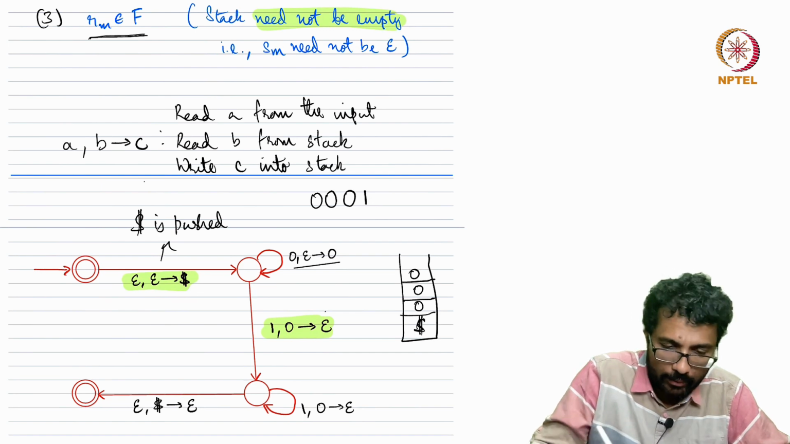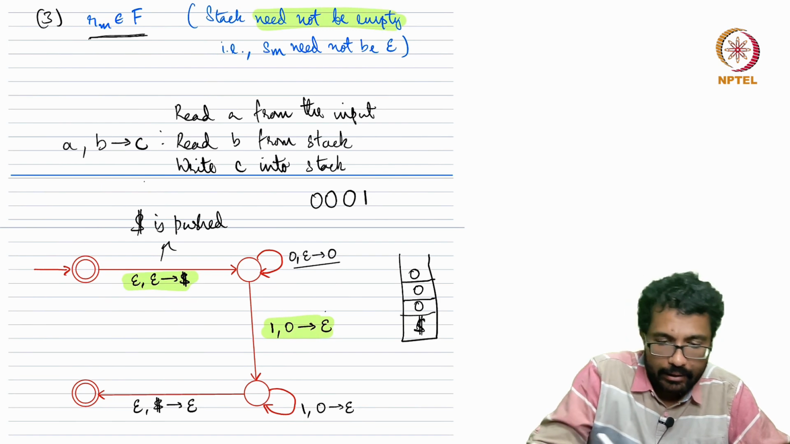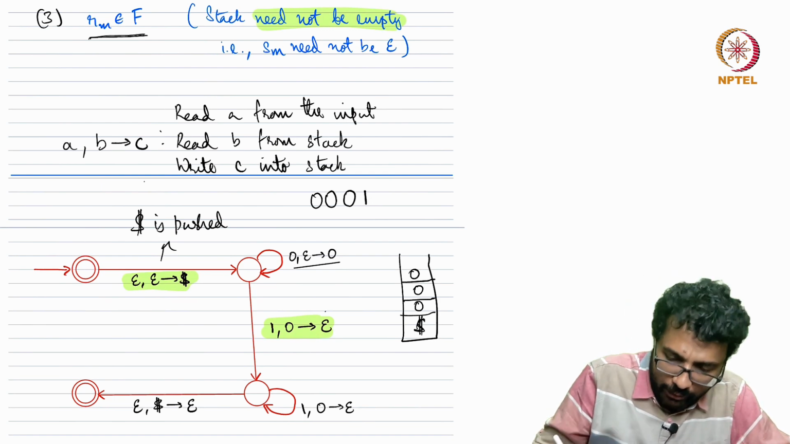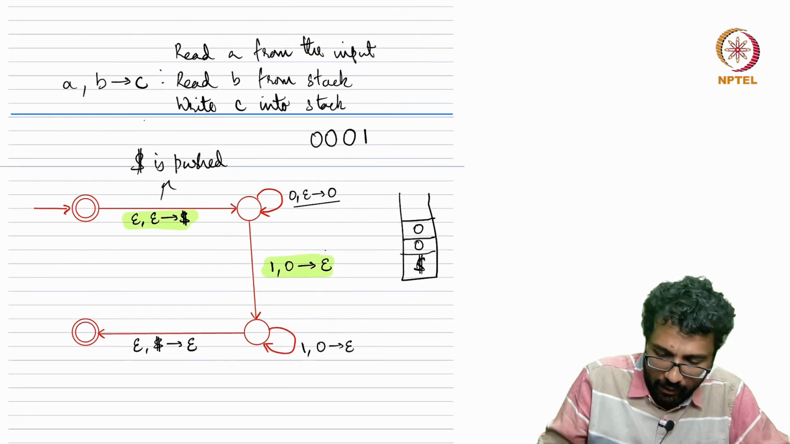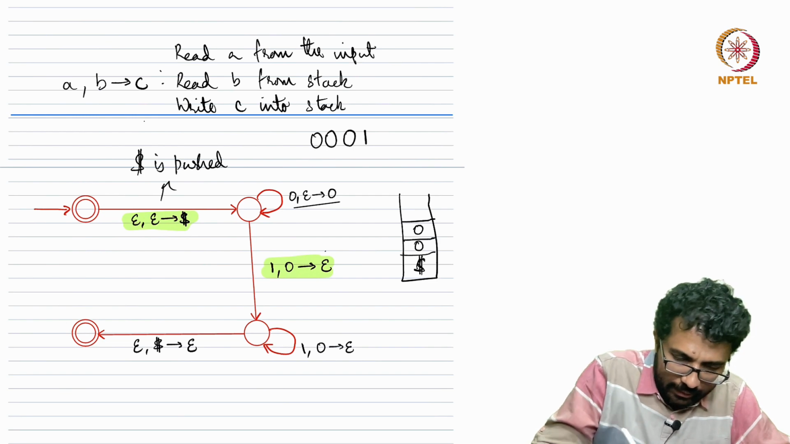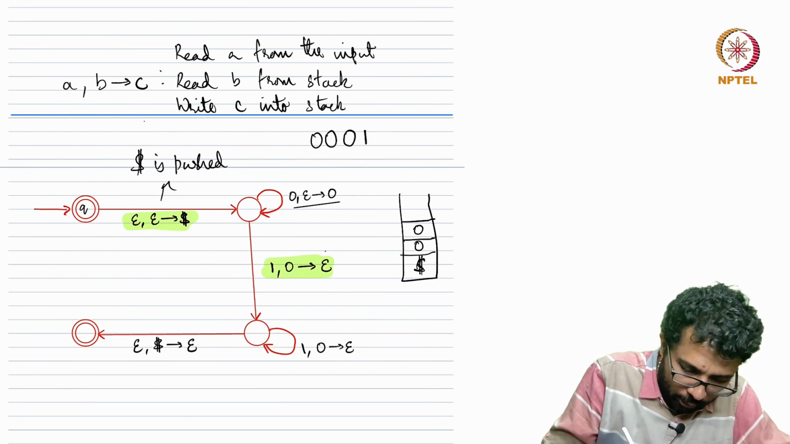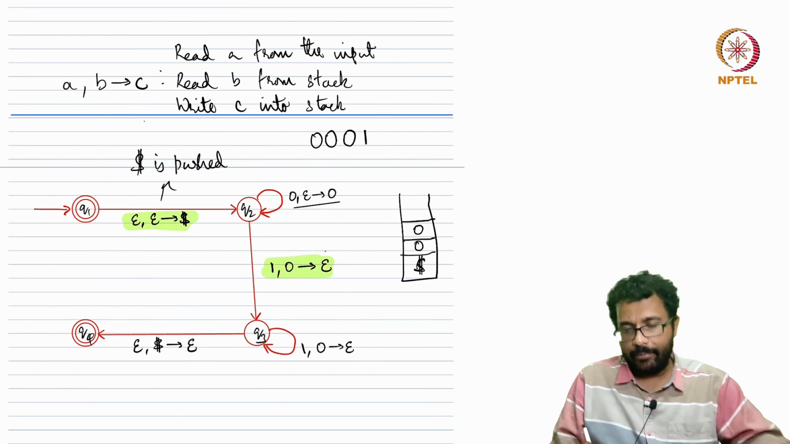You are reading a 0 from the stack, but you are not writing anything into the stack, which means we are going to erase the top 0, right. And now you come to the third state. I'll just call them Q1, Q2, Q3 and Q4. You come to the third state, let's say Q3.